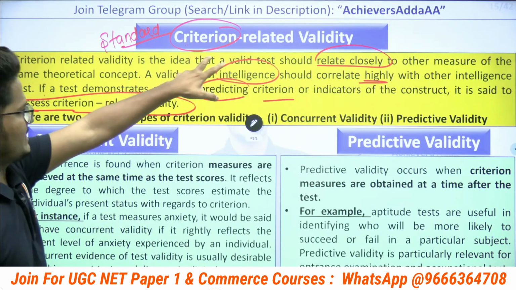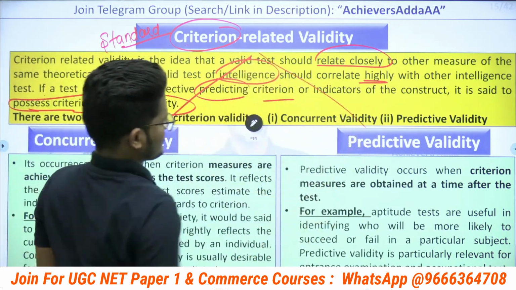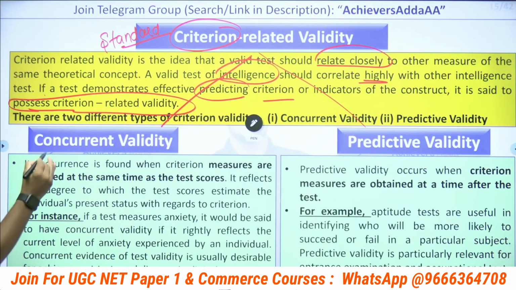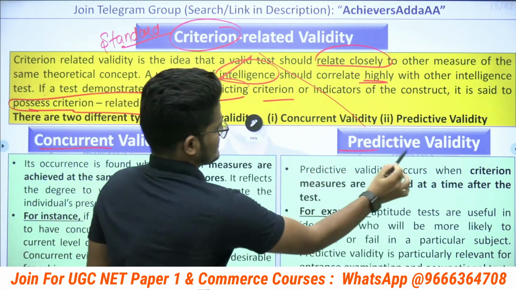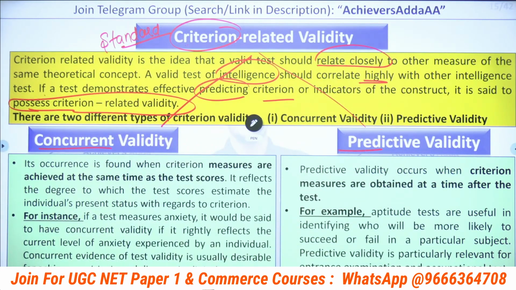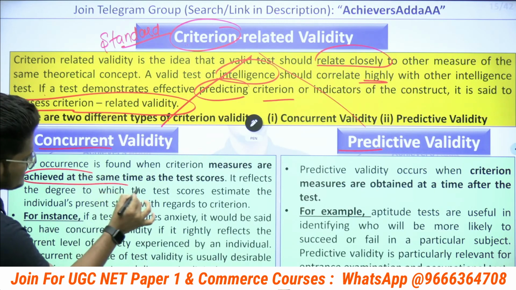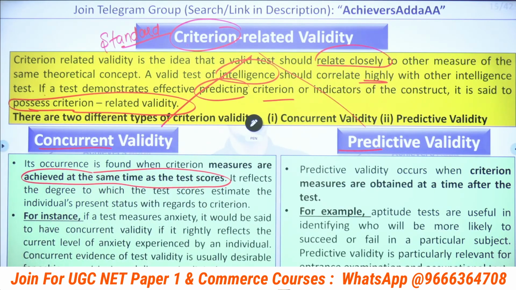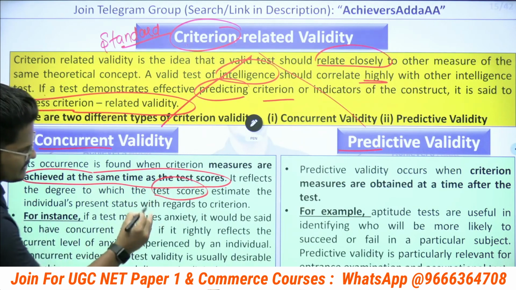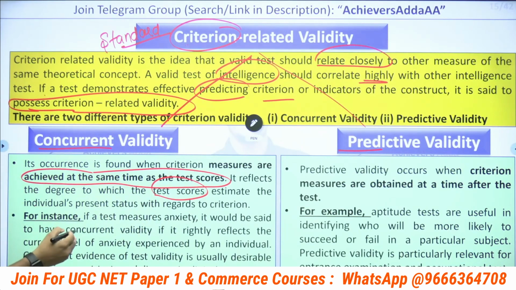Next, criteria validity is of two types. One is concurrent validity, and the second one is predictive validity. Now look at concurrent. Concurrent means the criterion measures are achieved at the same time as the test scores. Here it reflects the degree to which the test scores estimate the individual's present status with regard to the criteria. Let's take an example to make it more clear.